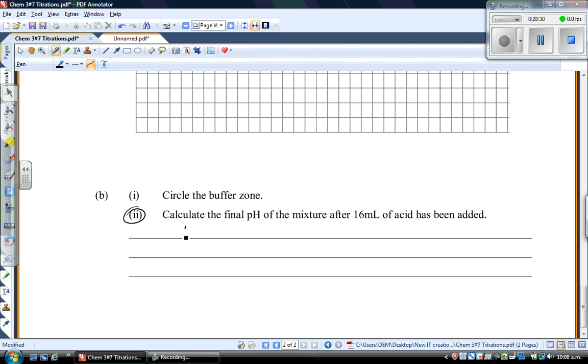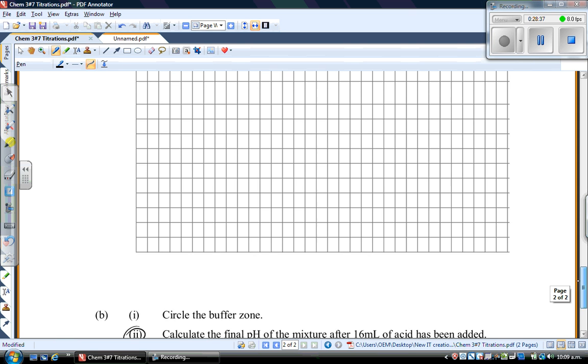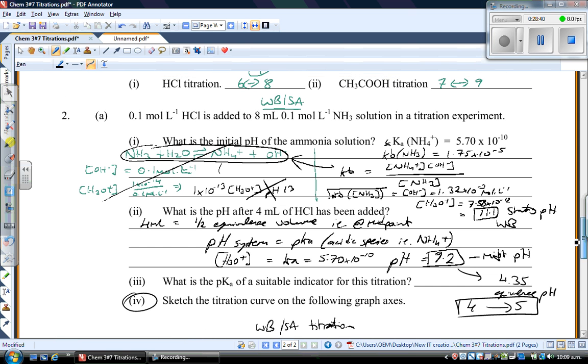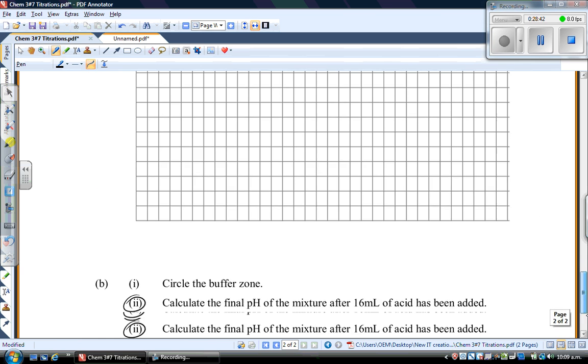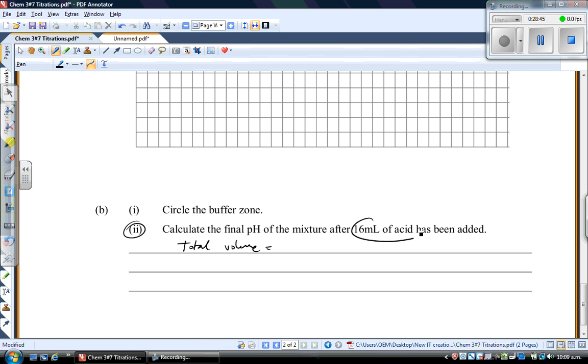So you need to consider the total volume at the end of the titration. You follow the exact same procedure as before. It says down the bottom here you've added 16 mL of acid in total. So the total volume is 16 mL of HCl plus your original 8 mL of ammonia, which gives a total final volume of 24 mL. And therefore, there's a dilution of the acid at the end.